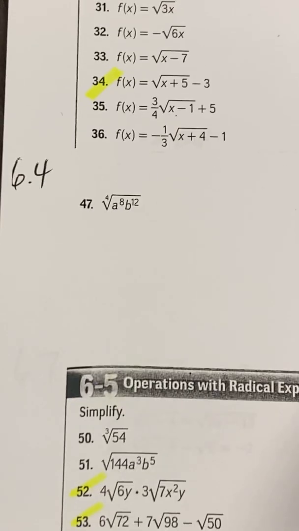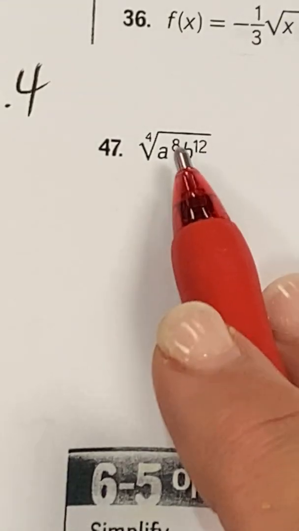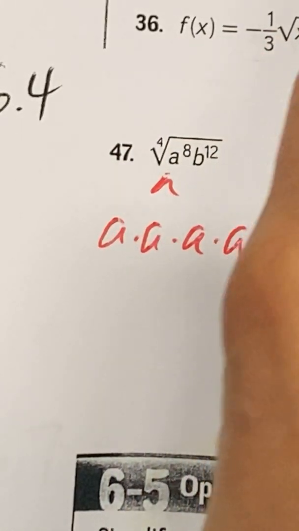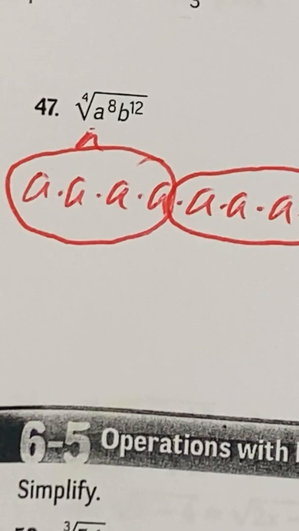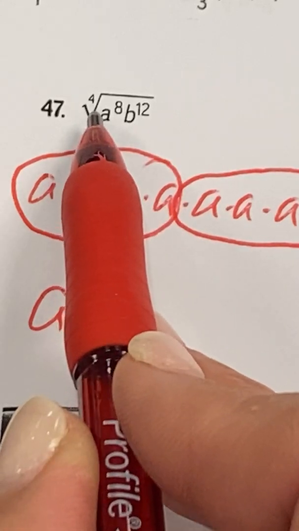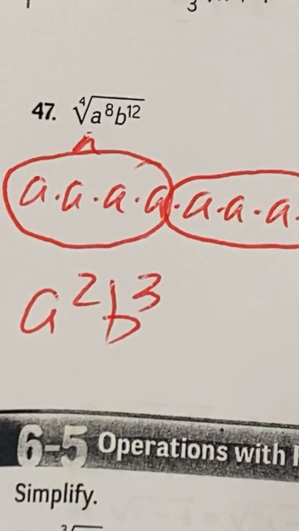All right, 6.4 is our first little lesson about simplifying these roots. Okay, this is a 4th root, so I'm looking for groups of 4. So this is like 8 of these multiplied together. 6, 7, 8. I think most of you figured out this little shortcut. How many groups of 4 are there? 2. So that would be a squared. And what if I had b to the 12th? How many groups of 4 would there be? 3. Are there any left over? No, so that would be my answer. There's none left under the root because they're all grouped together.